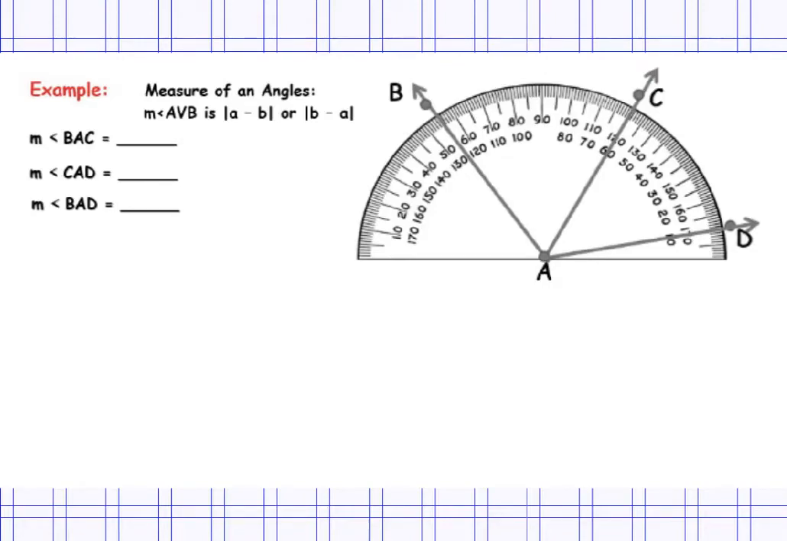Take a moment and find the measure of each of the following angles: the measure of angle BAC, the measure of angle CAD, and the measure of angle BAD. The measure of angle BAC is 65 degrees. The measure of angle CAD is 50 degrees. And the measure of angle BAD is 115 degrees.